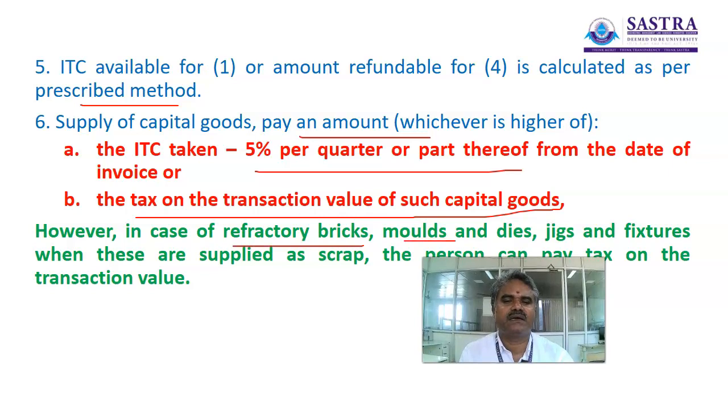However, in case of refractory bricks, molds and dies, jigs and fixtures, when these are supplied as scrap, the person can pay tax on the transaction value, because here we cannot find out the actual cost of production. That's why we take the transaction value for ITC.